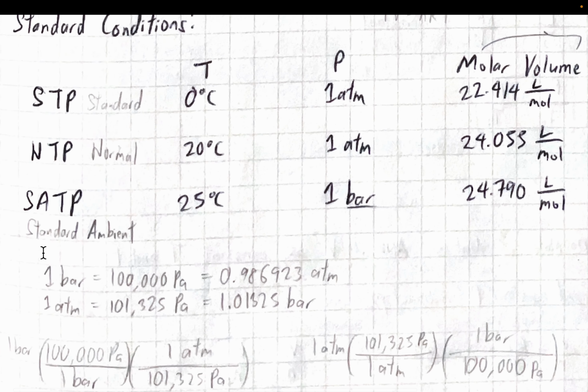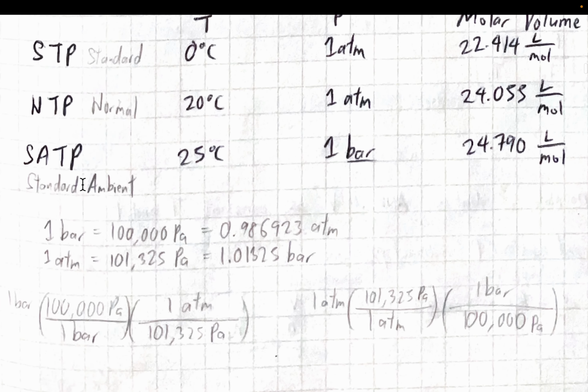So we have standard ambient. Sorry, I'm referring to this rather. 1 bar is equal to 100,000 pascals. This is, in other words, equal to 0.986923 atmosphere. It's also beneficial to memorize this. 1 atmosphere is 101,325 pascals. This is also 1.01325 bar. So, yeah.